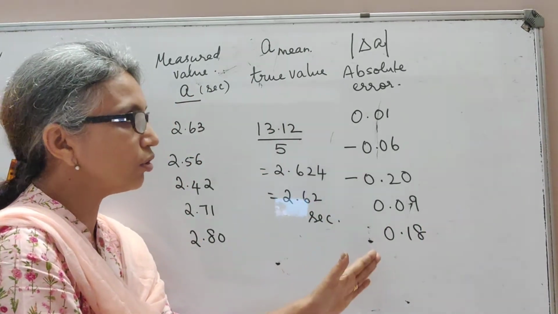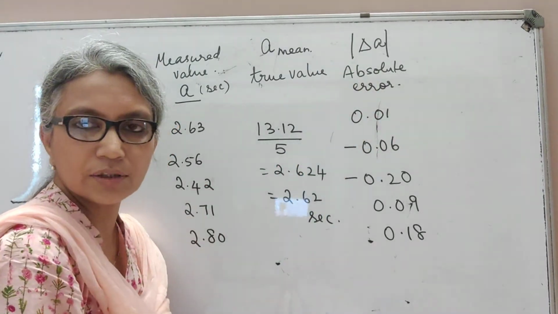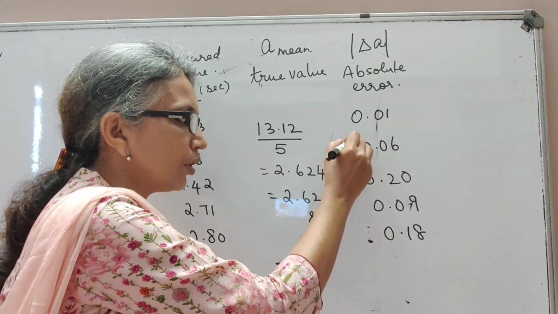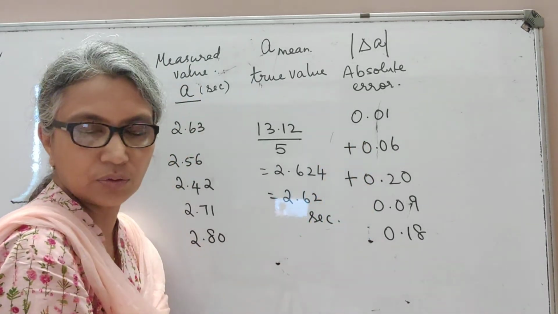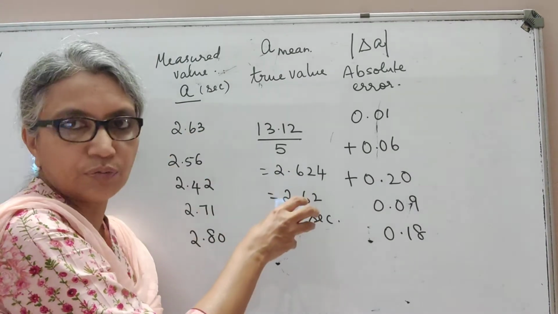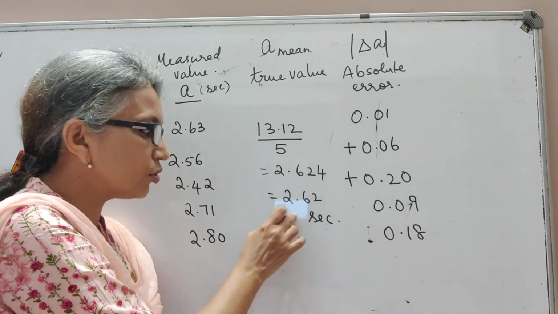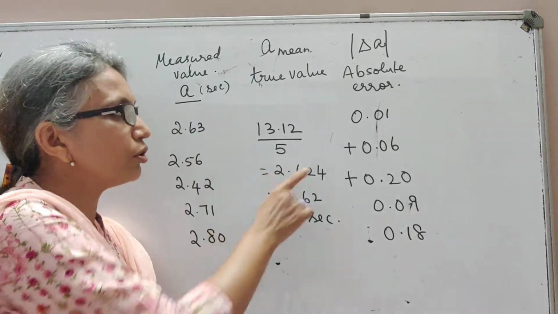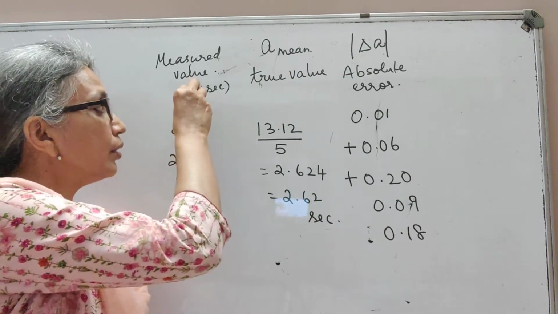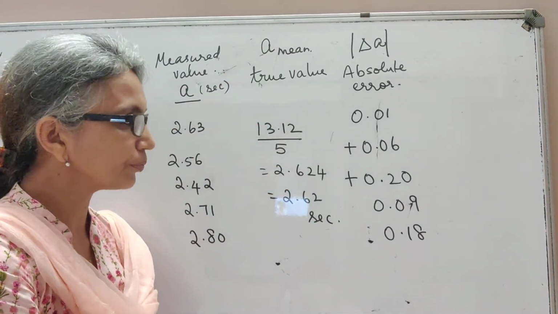So this is what you call as the absolute error. Absolute error, the word absolute tells you you need to take only the positive values. So if you get a negative value, don't bother about that. You just take the positive value. Okay, we just need to know how far is your measured value from the true value. So the difference between the measured value or the observed reading and the true value, that difference is what you call as absolute error. The absolute value of that difference between the observed reading and the true reading is what you call as absolute error.